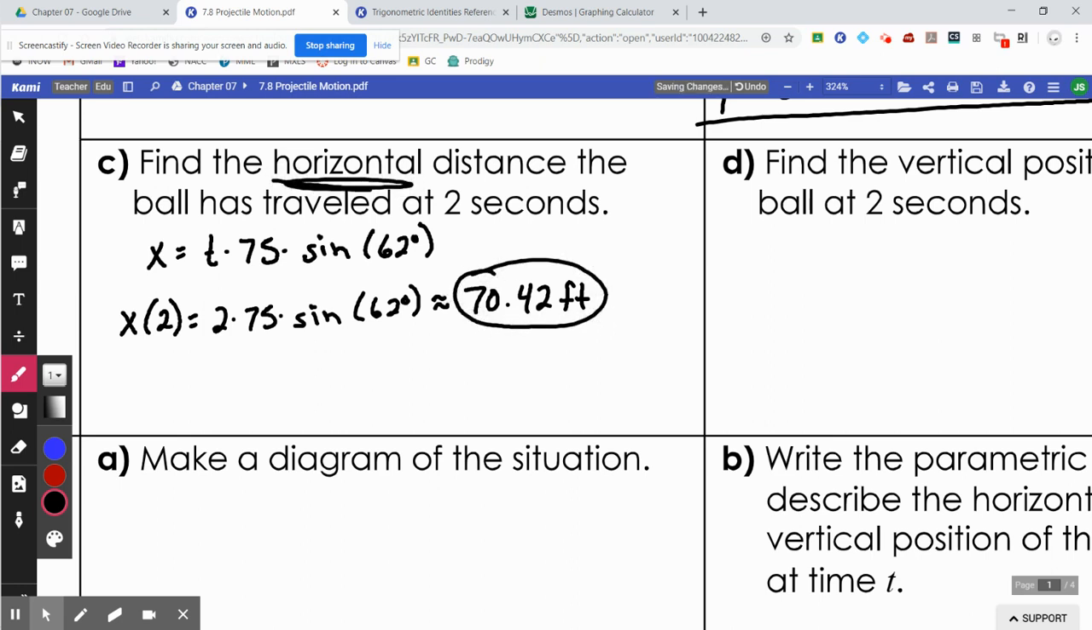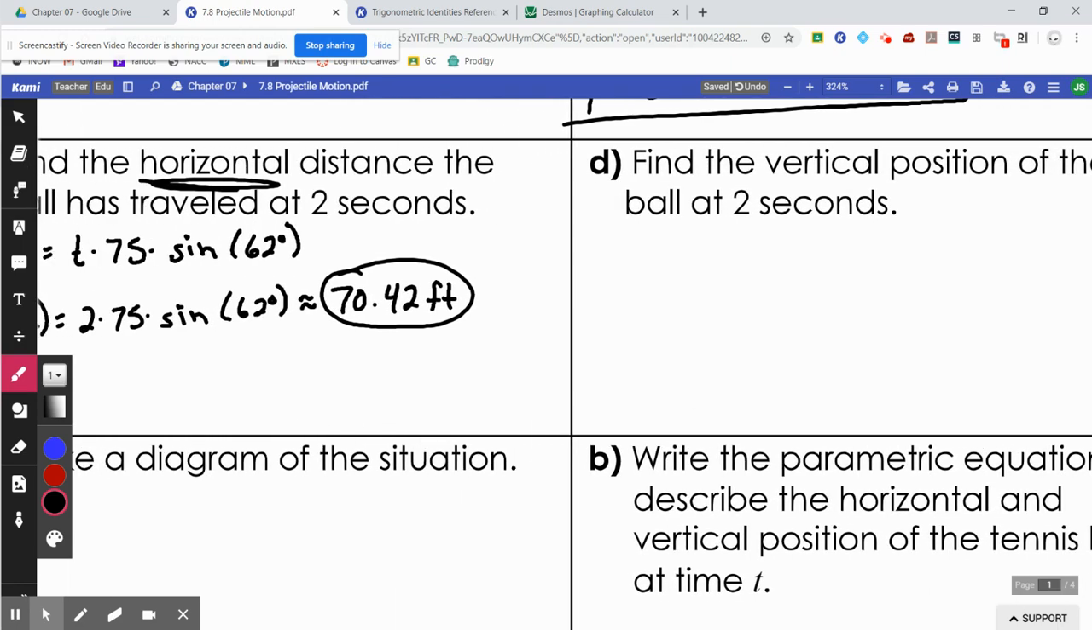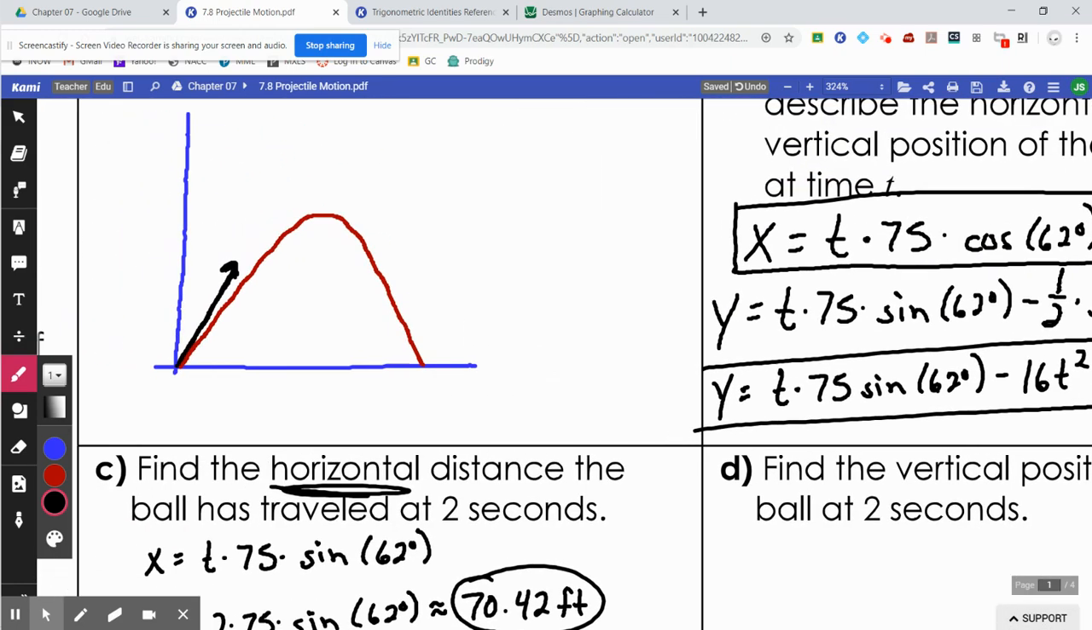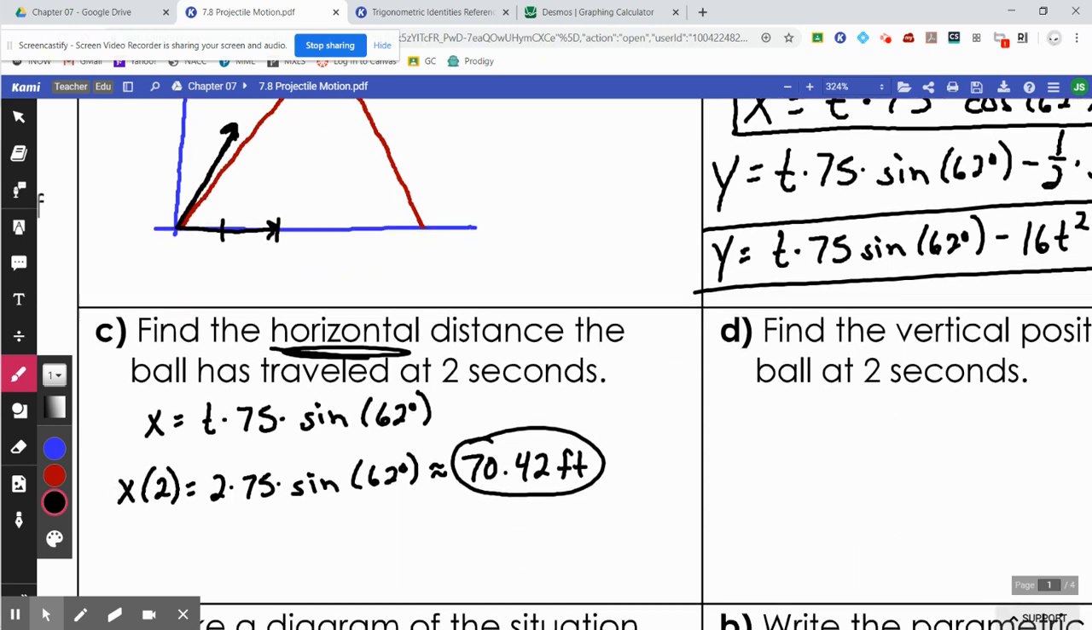Now, notice they were talking about the horizontal distance. The x value is how far left and right the soccer ball is going. It has nothing to do with how high it is. So after 2 seconds, it has traveled horizontally, it will be in the air, but the horizontal distance from the starting point will be 70.42 feet. So if you had this as 1 second, 2 seconds, how far has it traveled from here over to here? That's what you just found.